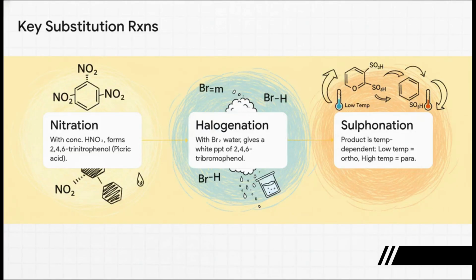First, if you hit it with concentrated nitric acid, that ring is so activated that it gets nitrated 3 times to form picric acid. Second, with bromine water, the reaction is crazy fast, and you get this instant white precipitate of 2,4,6-tribromophenol. And third, for sulfonation, just remember that temperature is the boss. Low temp gives you the ortho product, and high temp gives you the para product.